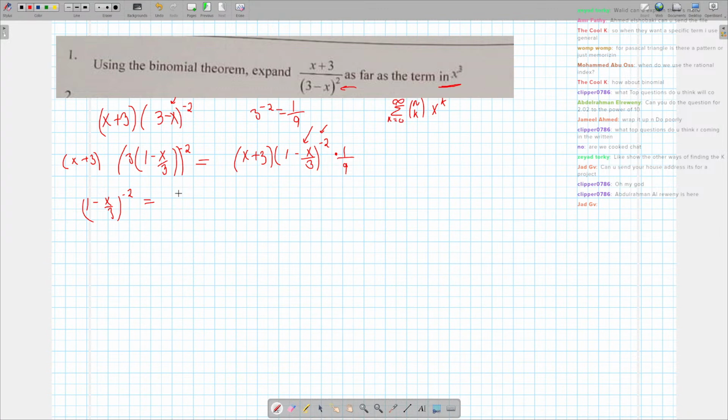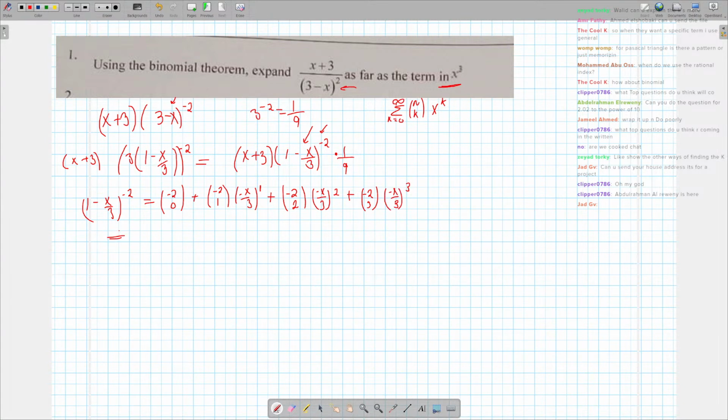We start with negative 2 C 0. We don't write the 1 in this case. When you have 1 minus something to a negative power, you don't write the 1. We ignore it. Negative 2 C 0 plus negative 2 C 1. I didn't write minus x over 3 for the first term because the power of k is 0. Now negative 2 C 1 times (minus x over 3) to the power of 1, plus negative 2 C 2 times (minus x over 3) to the power of 2, plus negative 2 C 3 times (minus x over 3) to the power of 3.